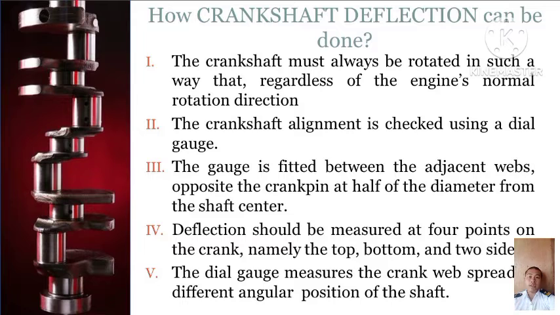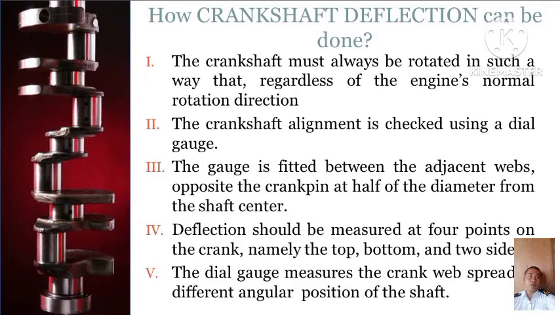So it must be rotated regardless of the engine's normal rotation direction. So we can rotate the crankshaft in its normal direction of rotation. The crankshaft alignment is checked using a dial gauge. It is a kind of measurement that we can use to measure the alignment of the crankshaft, called the dial gauge. The gauge is fitted between the adjacent webs.